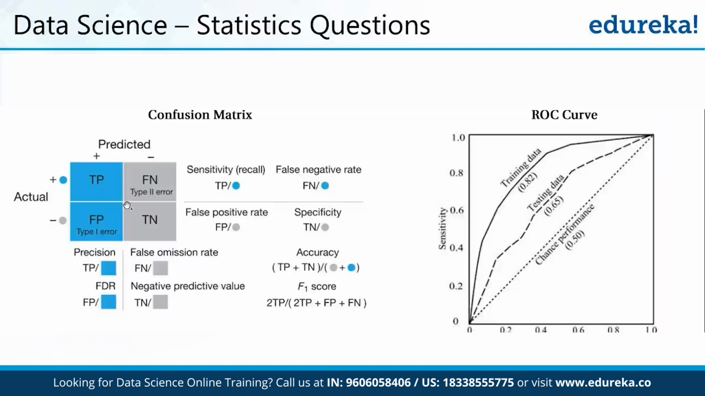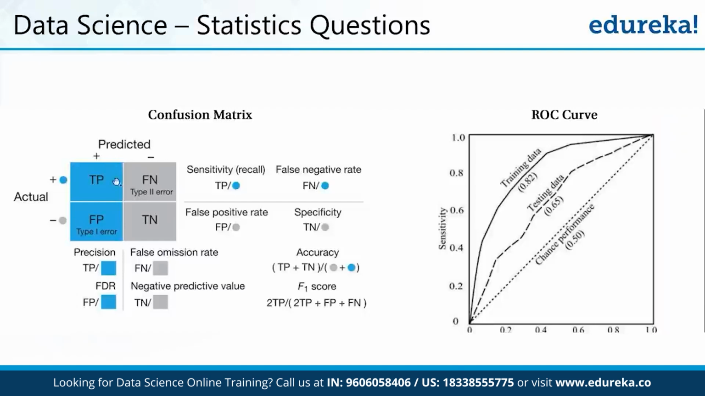In these two cases, this is sort of an error. Why? Because your actual data says the customer is not going to buy in this case, let's say, but your prediction says he is going to buy. So the prediction is actually positive, whereas the actual data is on the negative side. So this is a false prediction.